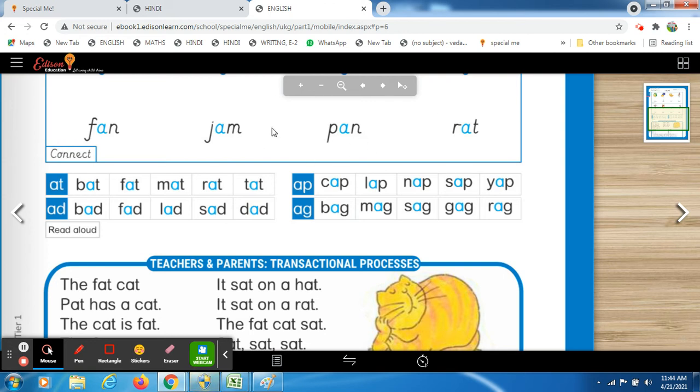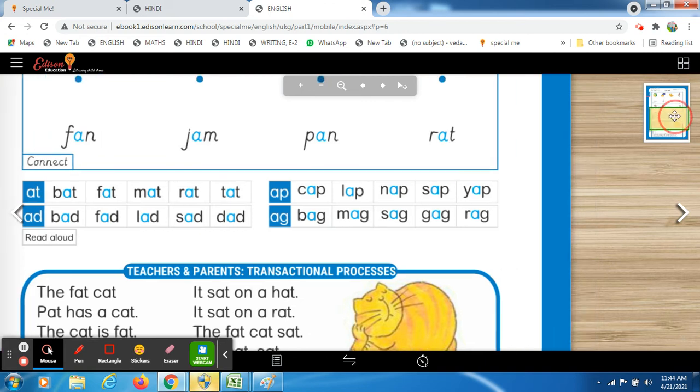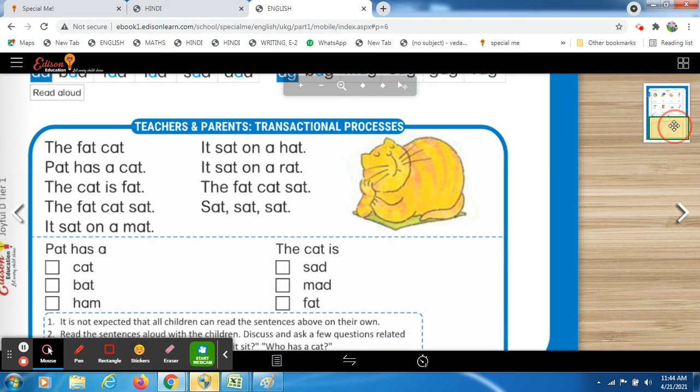Okay, who will read this word? Who will read this word? Devleen will read this word. Okay, Devleen, what is written over here? It's pan. What is written over here? Pan, right? The next word, this is rat, right? Okay, so let's come towards our today's class.